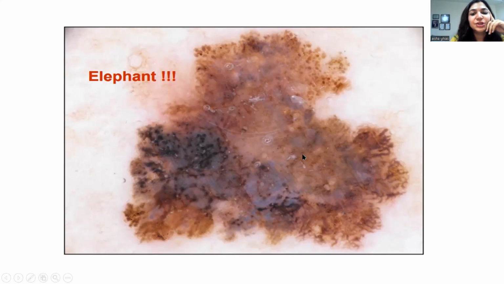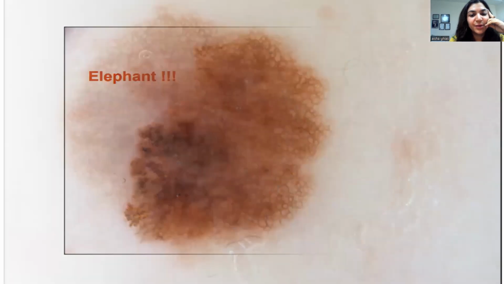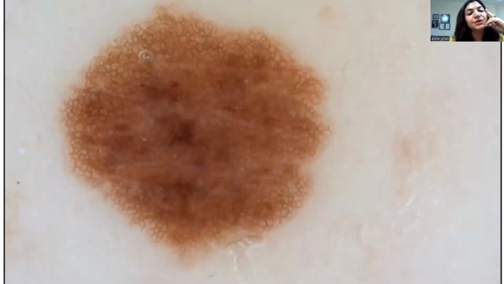So this is a lesion. Overall, I can tell you it's an elephant. Whenever you see such a lesion in your practice, you may instantly come up with a diagnosis of melanoma, and you would obviously like to take a biopsy. So this lesion is an elephant for melanocytic nevus. It's pretty much symmetrical.